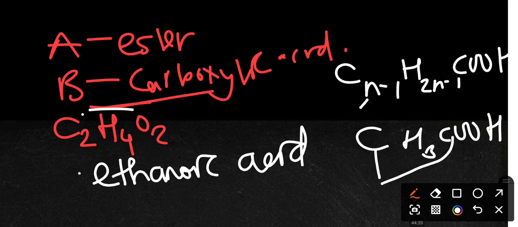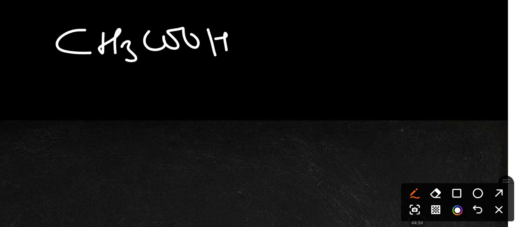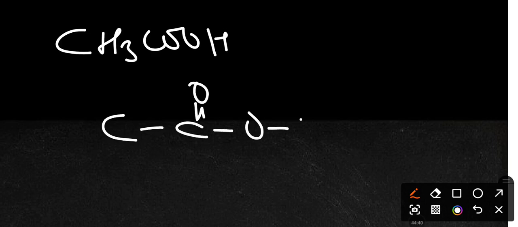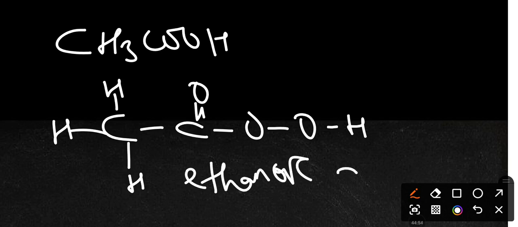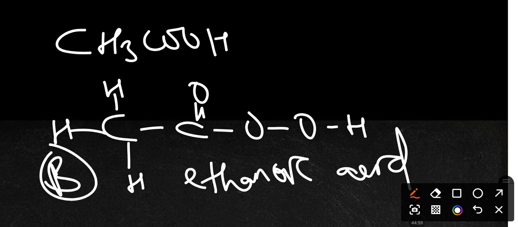Okay, so it is ethanoic acid, meaning that we are drawing the structure of ethanoic acid here. So ethanoic acid, CH3COOH, like this. So ethanoic acid is drawn like this, with H, H, and then H, like this. So we are done with compound B.